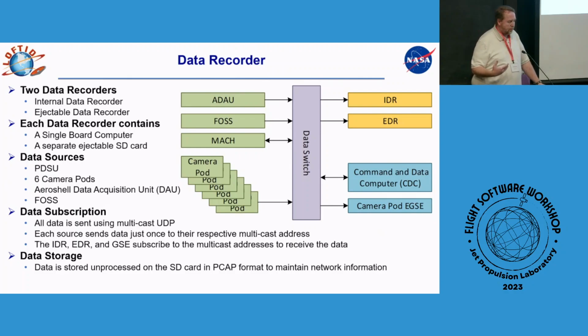The job of the data recorder is to take all that data and save it to disk. Because of the way we wanted to do this, we wanted all the data to go through a multicast UDP. You remember I talked about we had limited bandwidth. With multicast, each device had to only send the data once, and then only the devices that were interested in it would receive it. Otherwise the camera pods would have to send the data to the IDR and to the EDR and to the GSC, which would multiply how many times we sent that data.